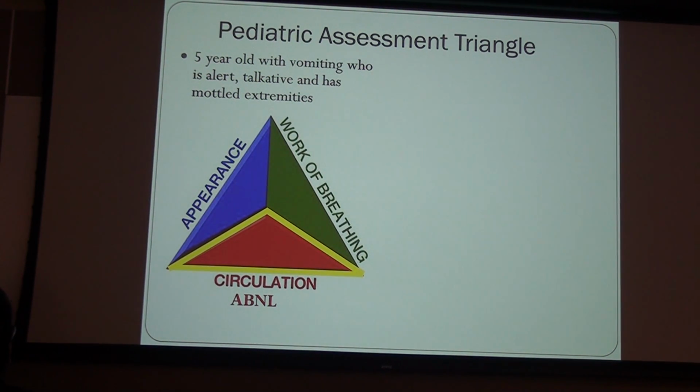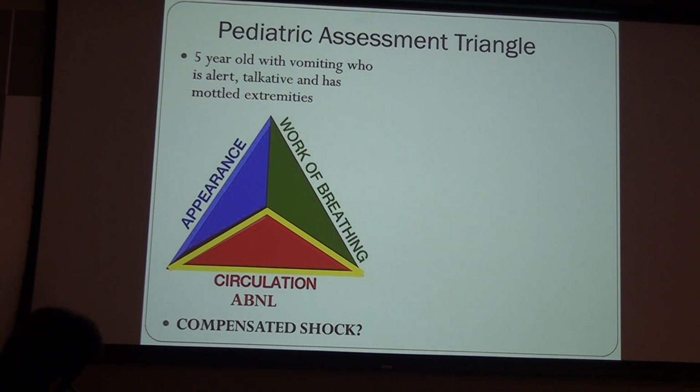APLS would say that in this group, children who just have abnormal circulation but normal appearance may be in a compensated shock. In this talk, we're not really getting into compensated versus uncompensated per se. But this is a child who may be early on in that spectrum of sepsis.